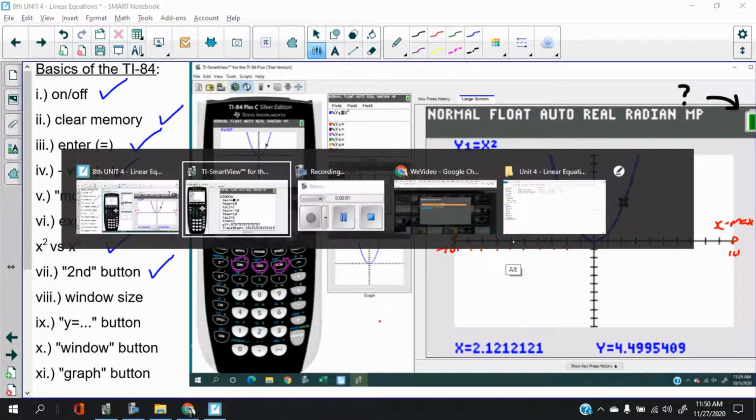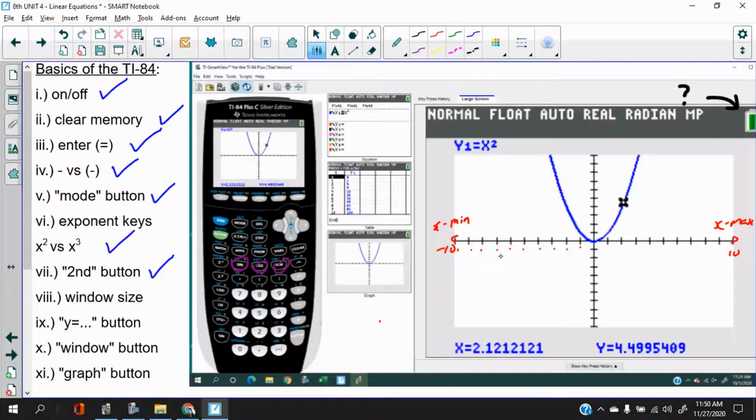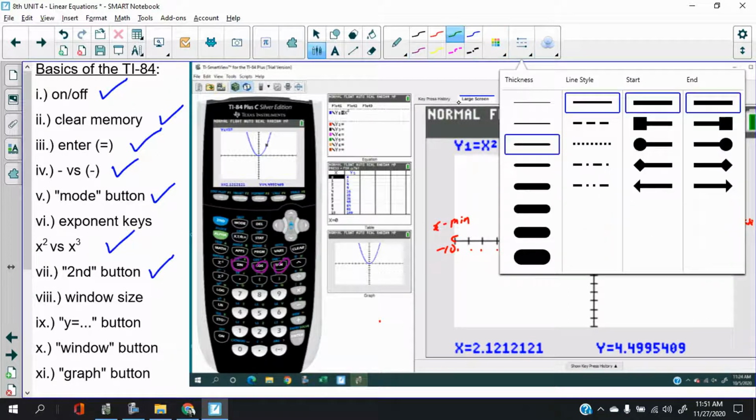All right, now what's the next number? So we talked about this. Scale. What is scale? Increments. 1, 1, 1, 1, 1. Meaning, if you change the scale to 2, it will skip every 2 lines. Okay, got that? That's all. Now, what about the next one?